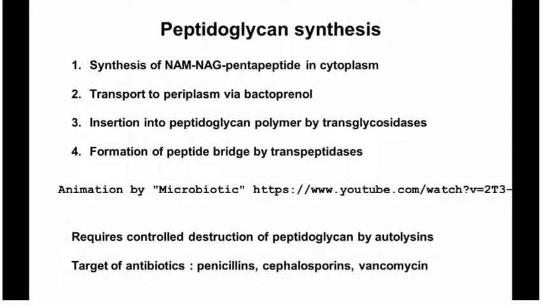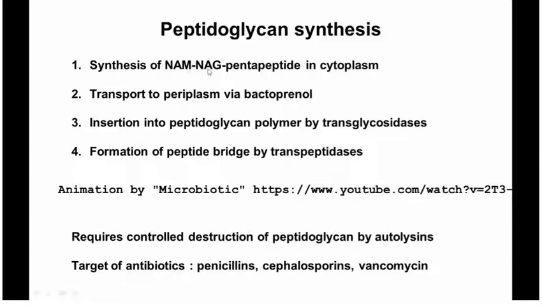Okay, I'm going to summarize the main steps here. Firstly, the repeating subunits, the two sugars N-acetylmuramic acid and N-acetylglucosamine, complexed to a pentapeptide. They're synthesized in the cytosol, so the repeating subunits are put together where you've got the metabolic energy. And then the whole thing is flipped across the plasma membrane by a lipid transporter, which is called bactoprenol.